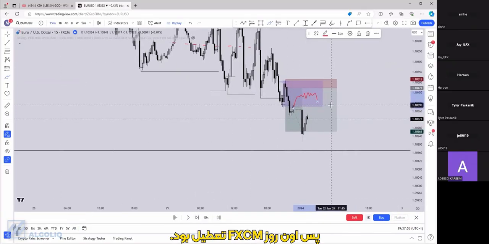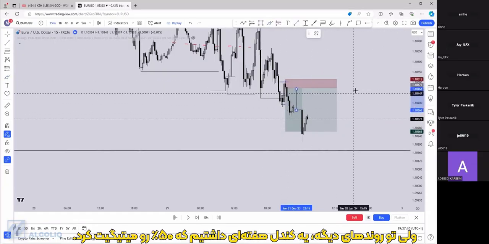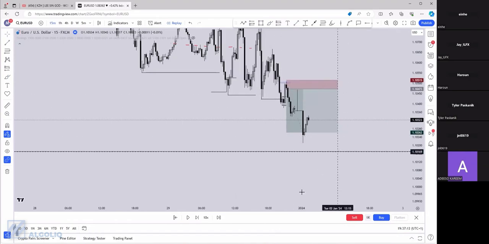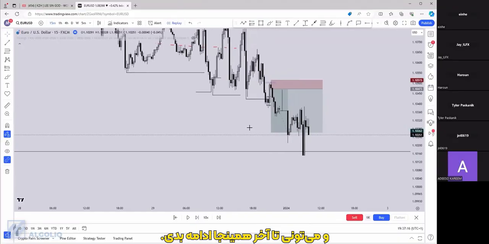So FXCM was closed on this day. This was New Year, but on other brokers, there was a wick like this that mitigated like 50%, and you can still continue here till the end.